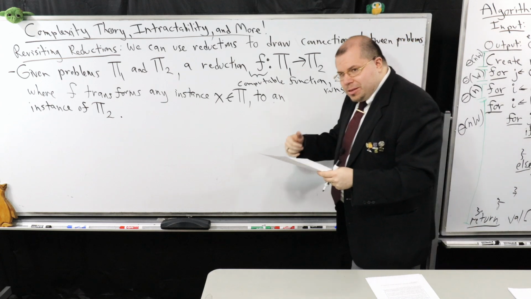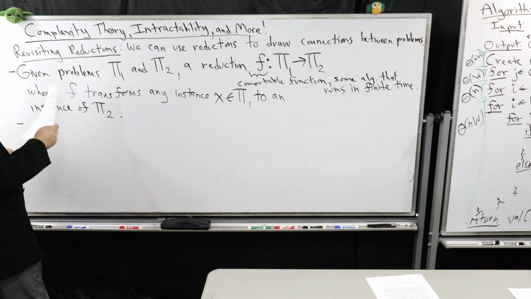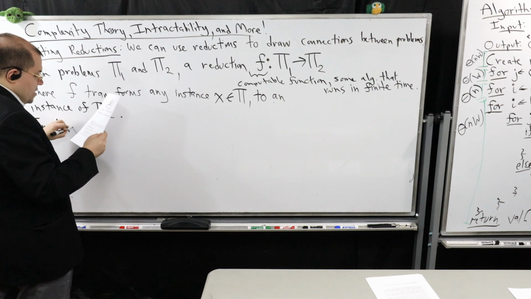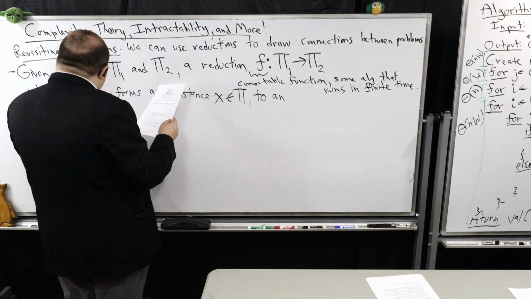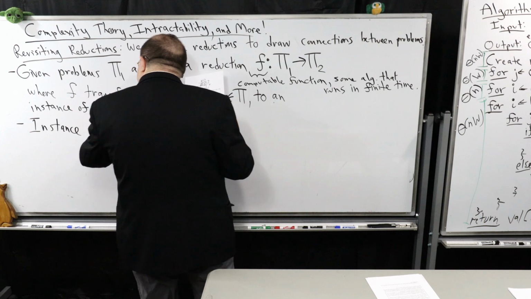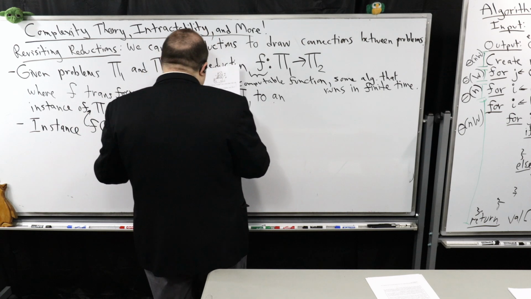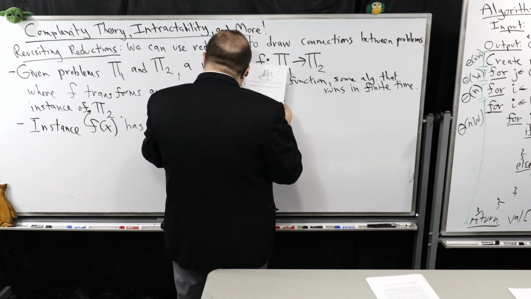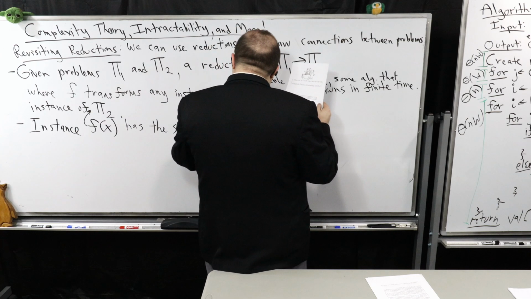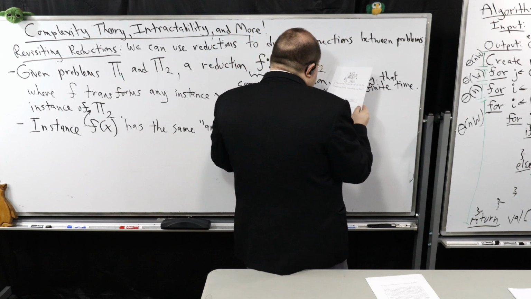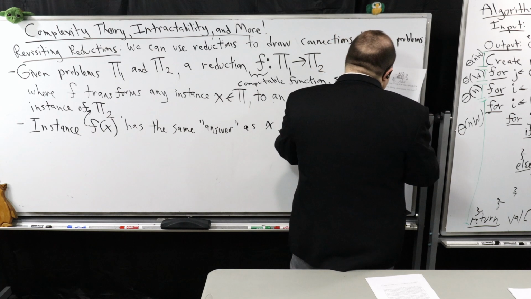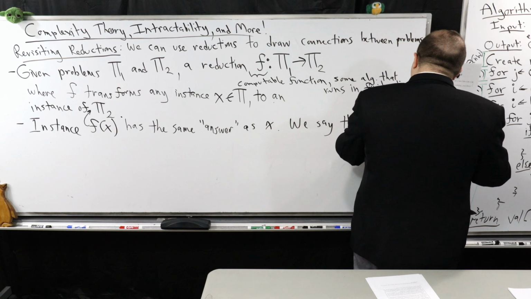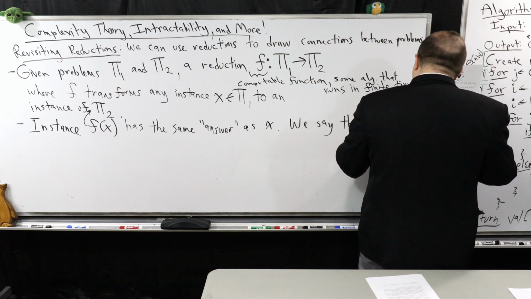I want to draw a picture in a moment, but I just want to make sure you have the other bit of this, which is that the instance f of x, which is the instance of Pi 2, has the same "answer" as x. We say that Pi 1 reduces to Pi 2.